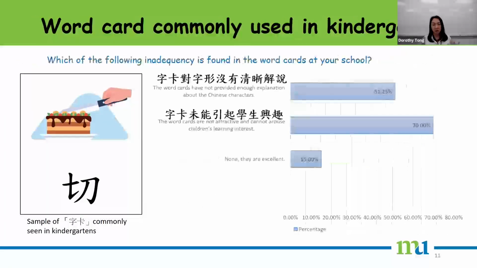And then we continued to ask further questions. So we asked about some inadequacy that they think can be found in the word cards. Many of them think that the word cards are not attractive enough and cannot arouse children's learning interests. And there is no clear explanation about the meaning of the Chinese characters, just the picture. The picture tries to maybe explain the meaning behind the characters, but they think it's not enough.